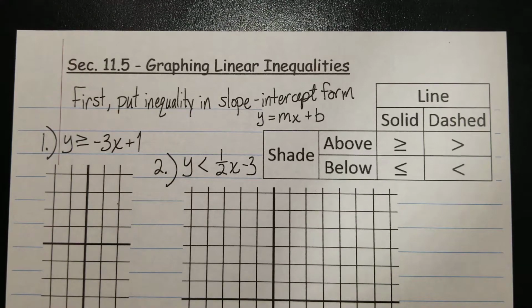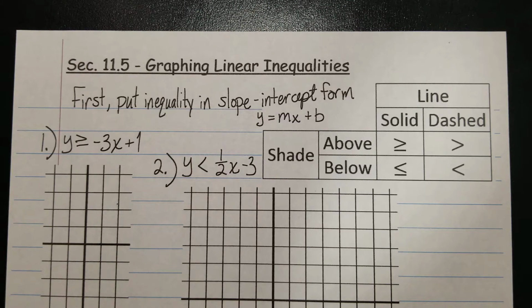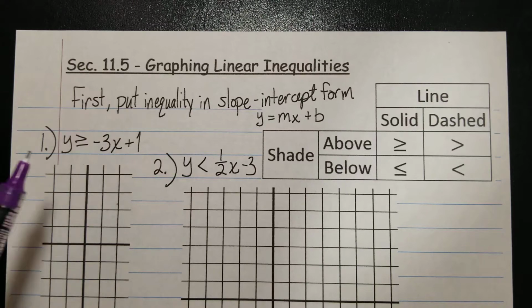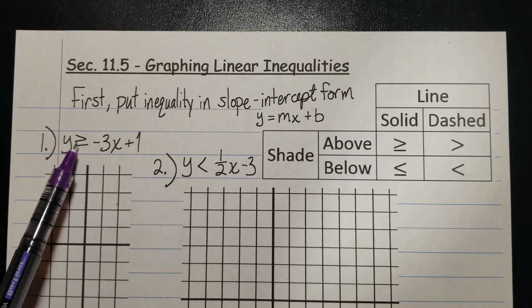11.5 is about graphing linear inequalities. So in our last section, we learned about graphing lines. Once we know how to graph a line, there's not a whole lot more to know about graphing a linear inequality. We want to start by having our inequality in slope-intercept form, y equals mx plus b. The only difference is now instead of an equal sign, we have an inequality symbol.